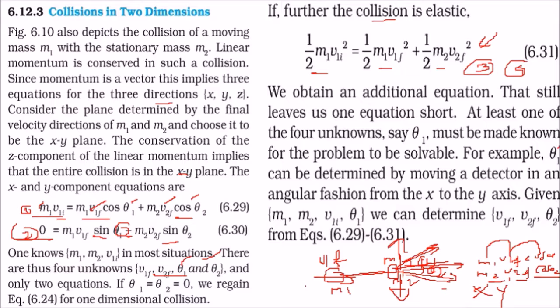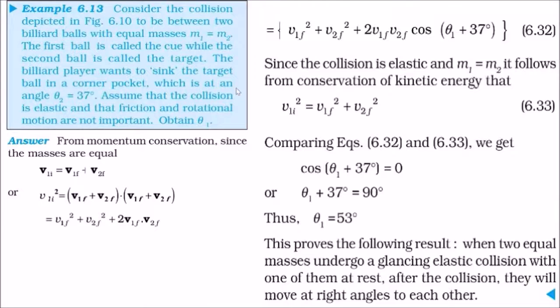For theta 1 to be known, we can use a detector in an angular fashion from the x to the y axis. Then if we have M1, M2, and theta 1 known using the detector, we can find the final velocities and theta 2.